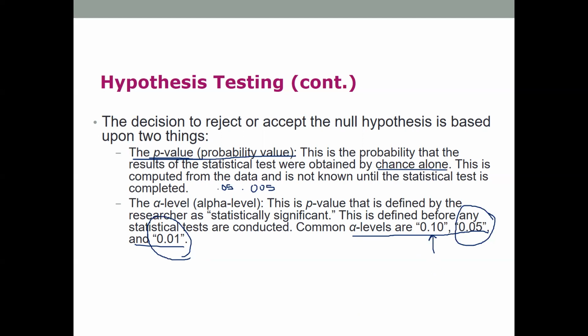So the p-value is the probability that the test results were obtained by chance, and the alpha level is what we define as statistically significant.